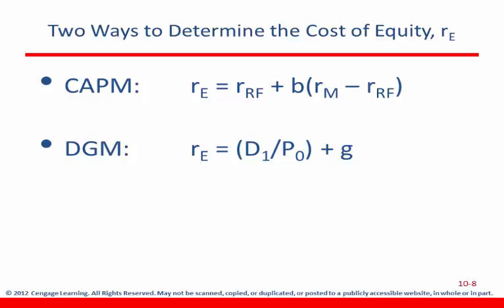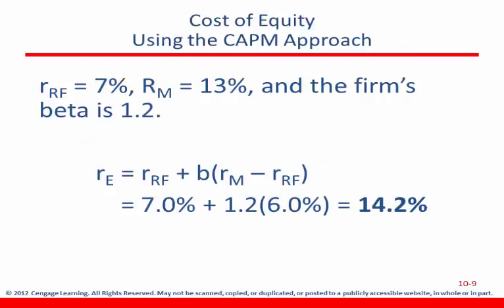Okay, so let's go ahead and figure it out with the CAPM first. All you're going to have to do is plug in 7% for the risk-free rate. I know it's high, but that's the number they gave us here. And then the risk premium is 6%, after you take the return on the market of 13% minus the risk-free rate of 7%, you're left with the 6%.